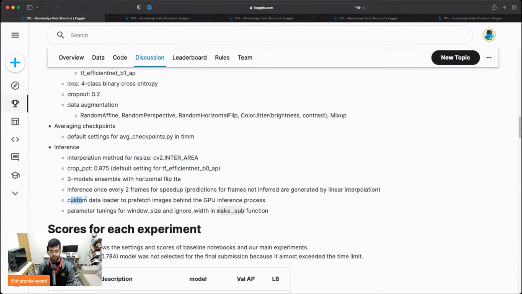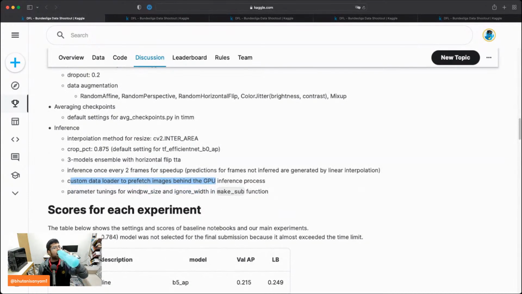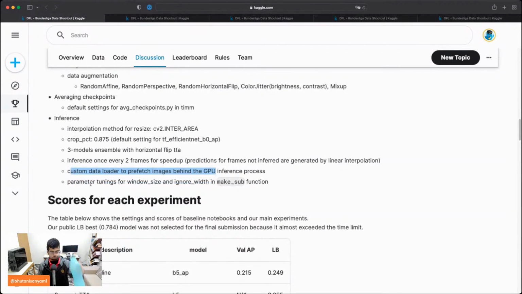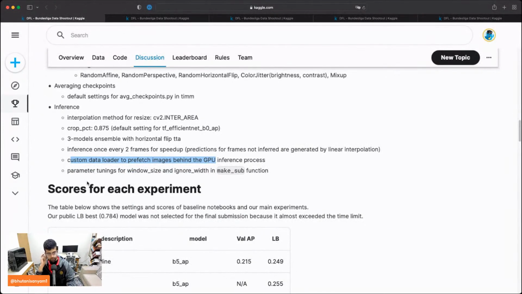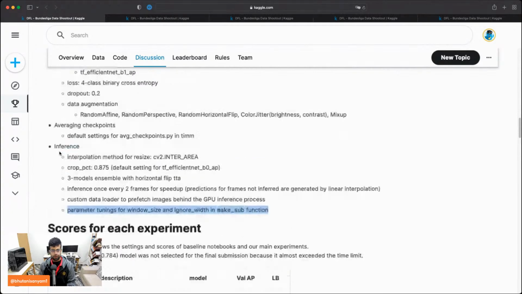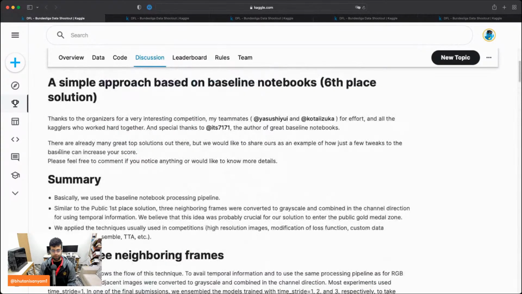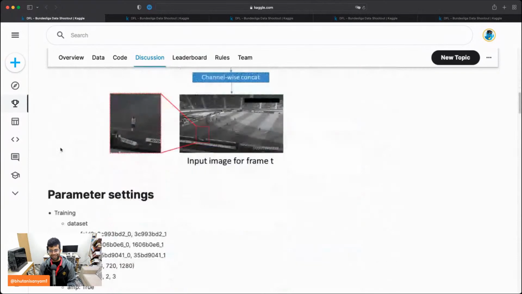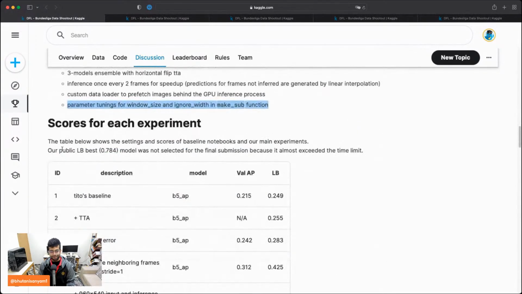They also created a custom data loader to prefetch images. And they tuned the parameters for window size and ignored width in the make sub function. Do they clarify what the make sub function is? No, they don't. So this is a mystery.